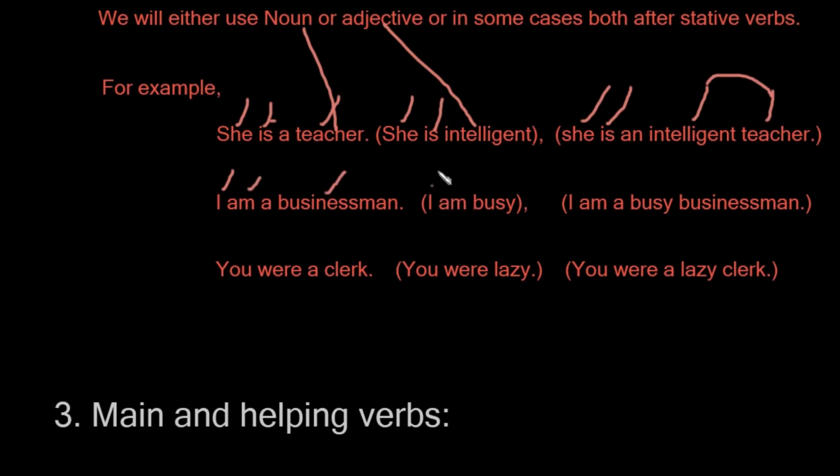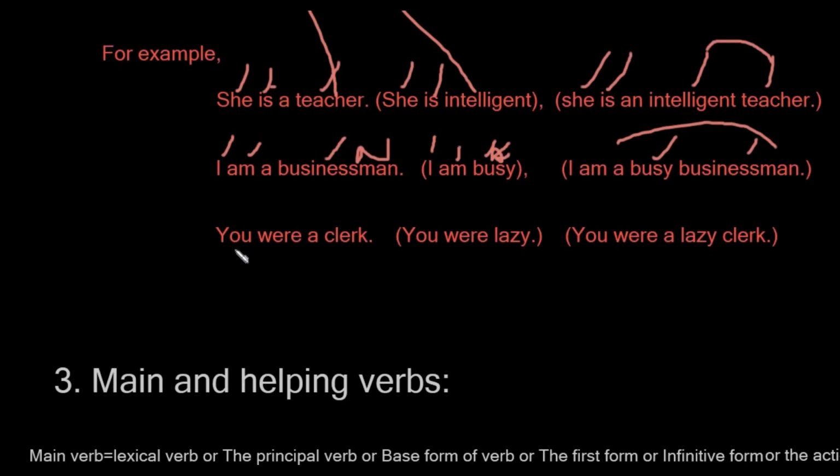I am busy. I is the subject, am is the stative verb, and busy is an adjective. Noun, adjective, and I'm a busy businessman. So in this sentence I use both of them, busy and businessman. All right, the third one I have: you were a clerk. You is the subject, were is the stative verb, and a clerk is a noun.